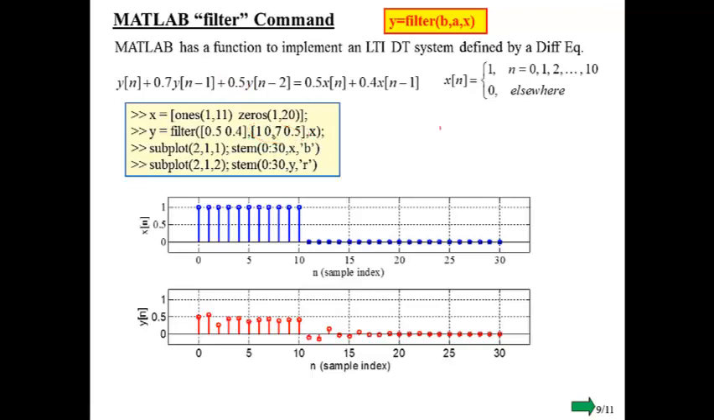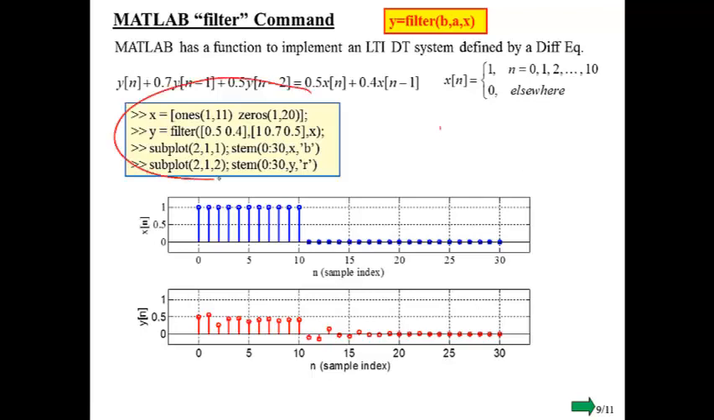Our input is going to be all ones, and then I follow it with a bunch of zeros here. Now, I did not include any initial conditions here, so in this example it's running with 0 initial conditions. There is a way in the filter command to include initial conditions. You can go to MATLAB and type help filter, and it'll show you how to include initial conditions if you want to include those.